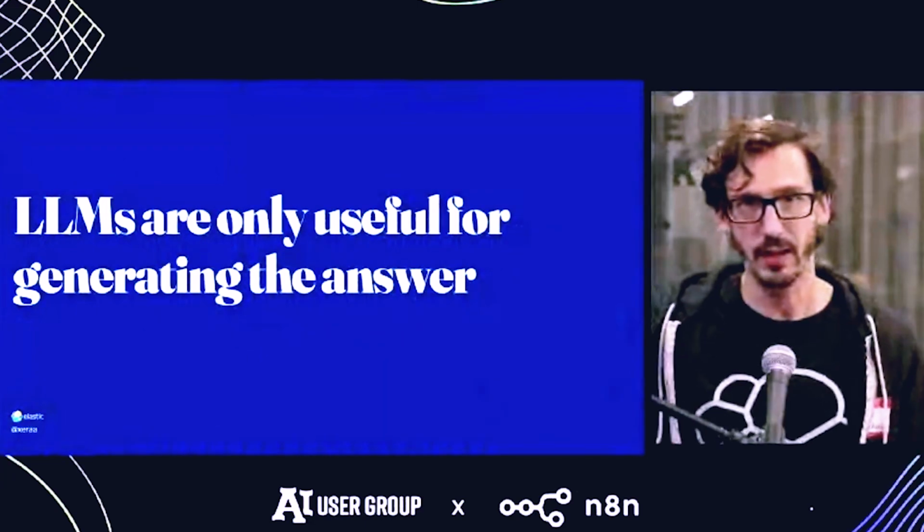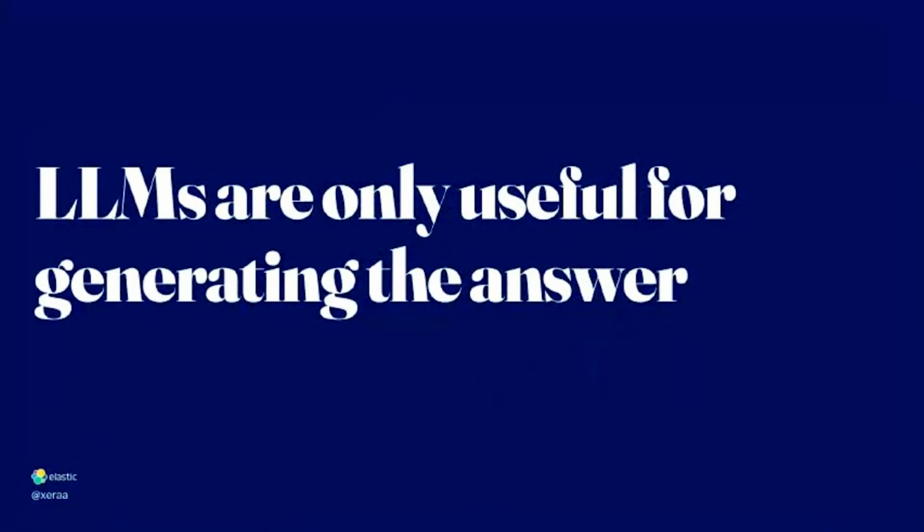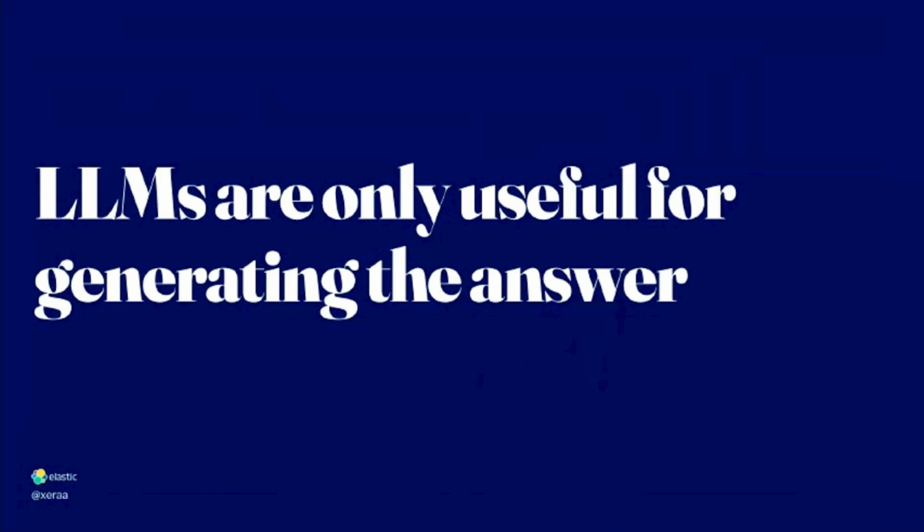LLMs are only useful for generating the answer, because in the graphic that I've shown you before, we were generating the answer at the end with the LLM. Who sees the LLM in that place? Okay, nobody dares to raise their hand anymore. Where else could LLMs be relevant, if not for generating the output? Yeah?